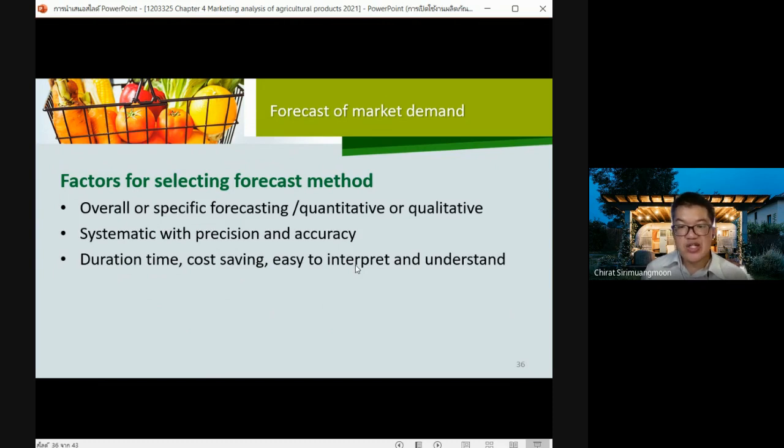First one, you need to know whether it is an overall or specific forecast. For overall forecast, you might use some technique. You might need to think about other things in the overall, but for a specific forecast, you might narrow it down to some specific area. So it's actually linked to the objective of your target, like your company. If you want to launch the product just in Thailand, it's a specific forecast. But if you want to launch internationally, you need to increase the size, and it's actually the overall forecasting.